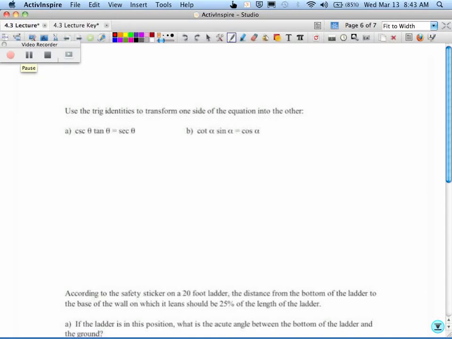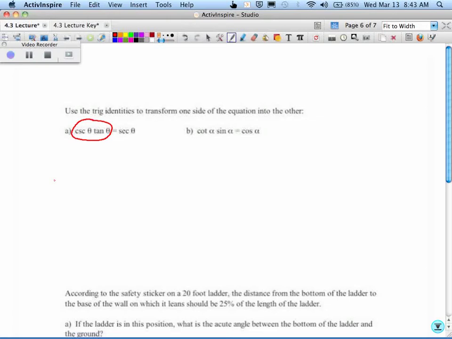Trig identity. We do this really just to kind of show you what's going on in the box. When we get to chapter 5, we do more of these. Put a circle around this. Okay? So our goal is to take what's in the circle and make it look like secant.